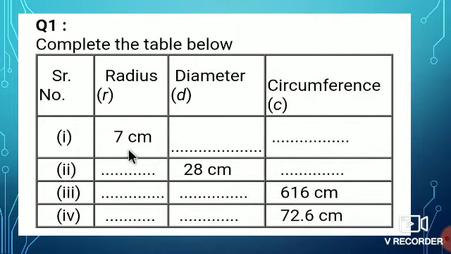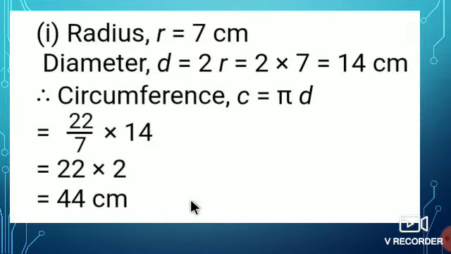In the first example, radius is given. From that you have to find out the diameter and the circumference. In the second example, diameter is given. You have to find out the radius and the circumference. In the third and the fourth example, circumference is given and you have to find out the radius and the diameter. Let's see one by one.